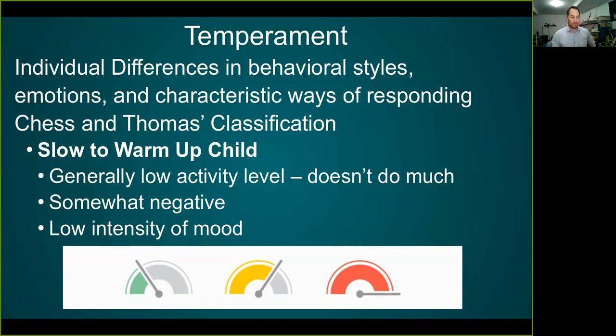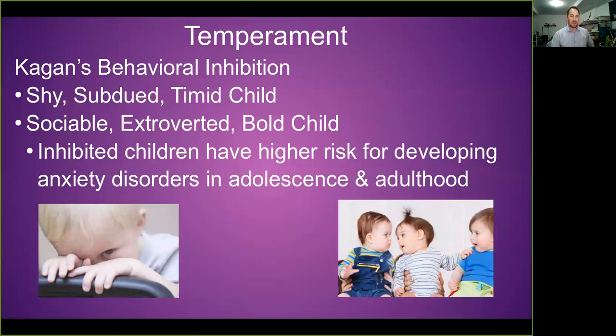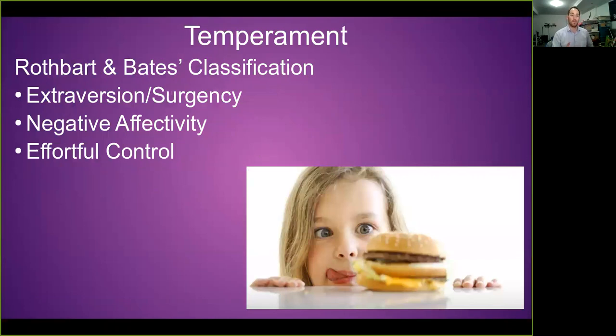So, with that, there's other behavioral inhibitions in addition to temperaments. So these are more modern ways of looking at temperaments. So we've got shy, subdued, and timid child, and those that might be more sociable or extroverted, being a bold child. So inhibited children tend to have a higher risk for developing anxiety disorders in adolescence and adulthood, versus the sociable, extroverted, or bold child.